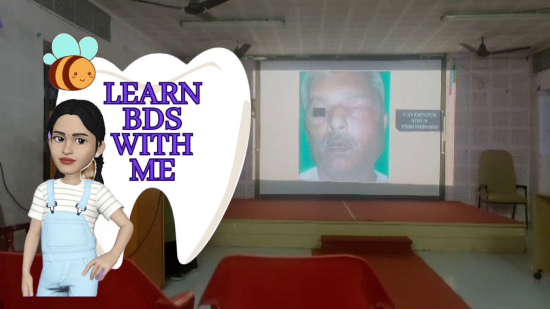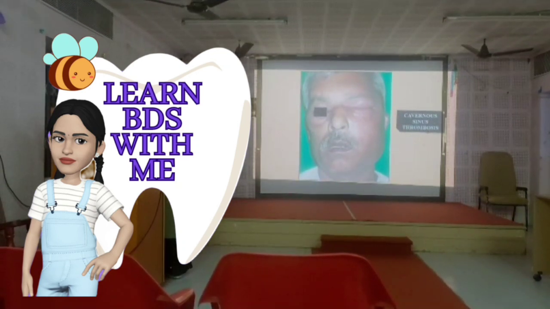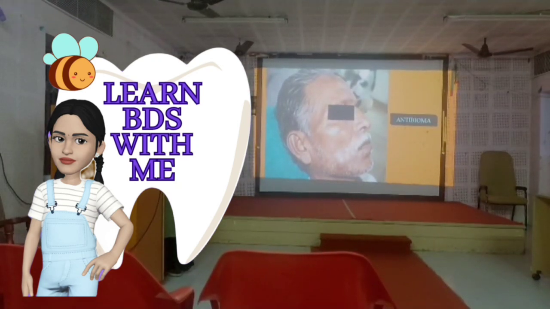Next, going on to cavernous sinus thrombosis. This is also a most important complication where the patient will have retrobulbar edema and retinal hemorrhage. Next is antibioma. This is a condition which occurs due to inappropriate use of antibiotics without actually treating the cause, that is, without incision and drainage.